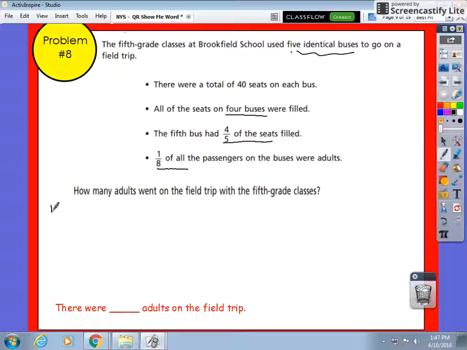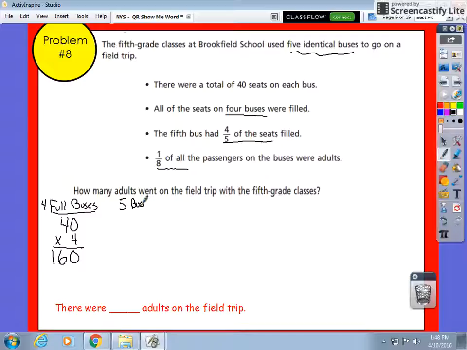So for the 4 full buses, to figure out how many people were on those buses, we would take the 40 people that it could seat and multiply it by 4, and we would find out that 160 people were on the 4 full buses. So next, we need to figure out how many people were on that partially filled bus, that fifth bus.